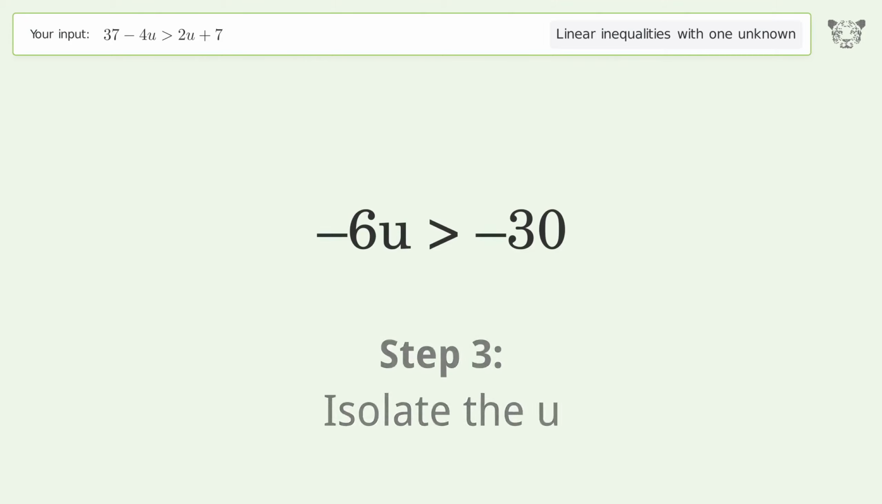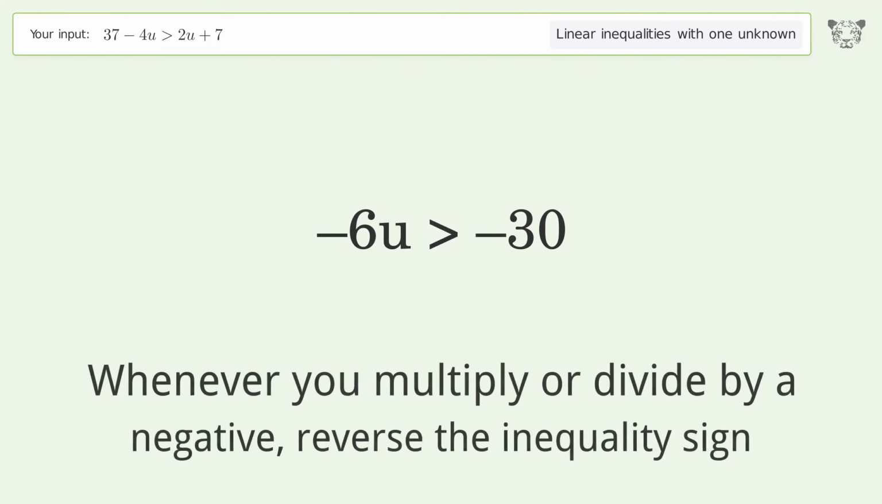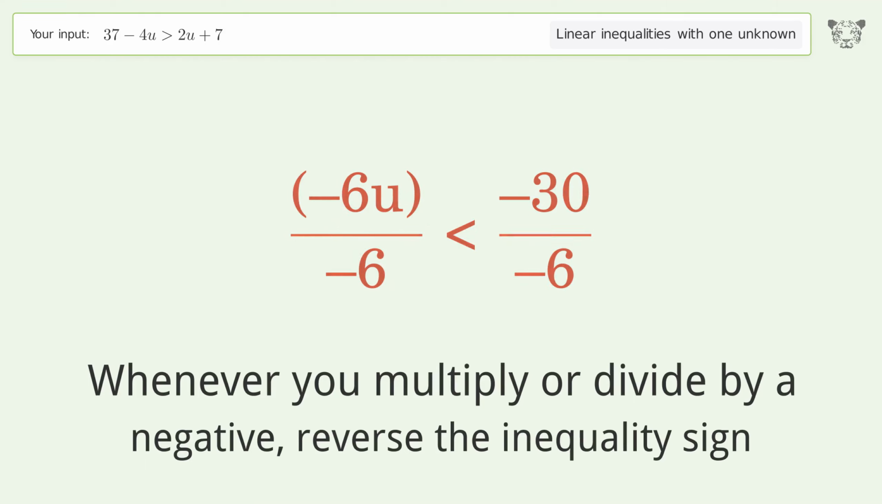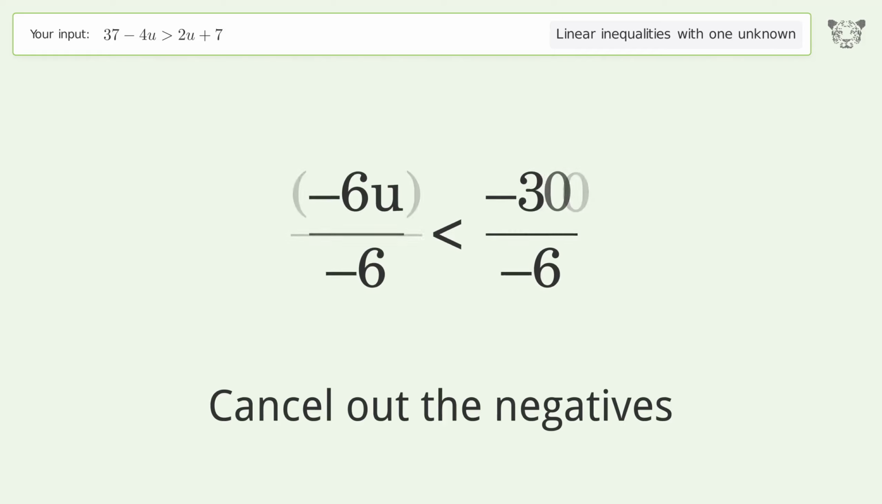Isolate the u. Divide both sides by -6. Whenever you multiply or divide by a negative, reverse the inequality sign. Cancel out the negatives.